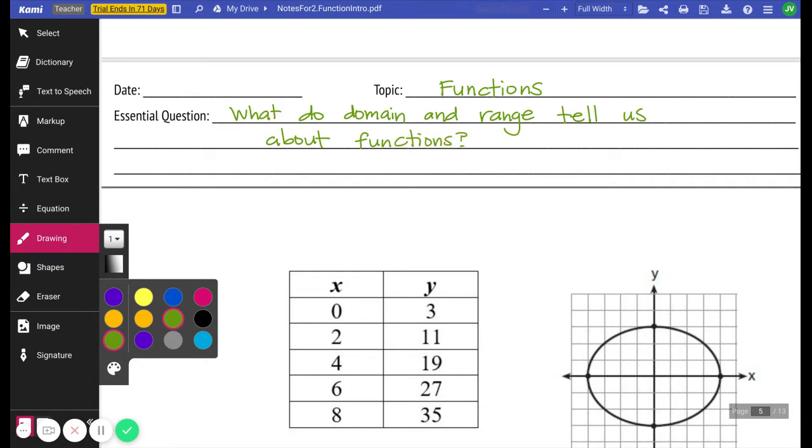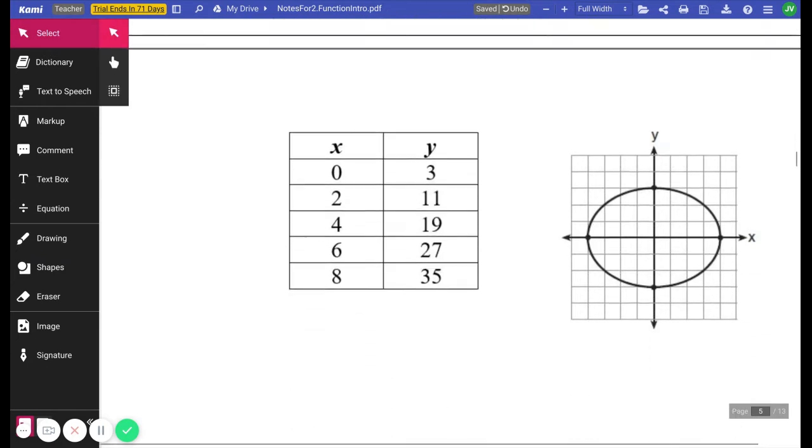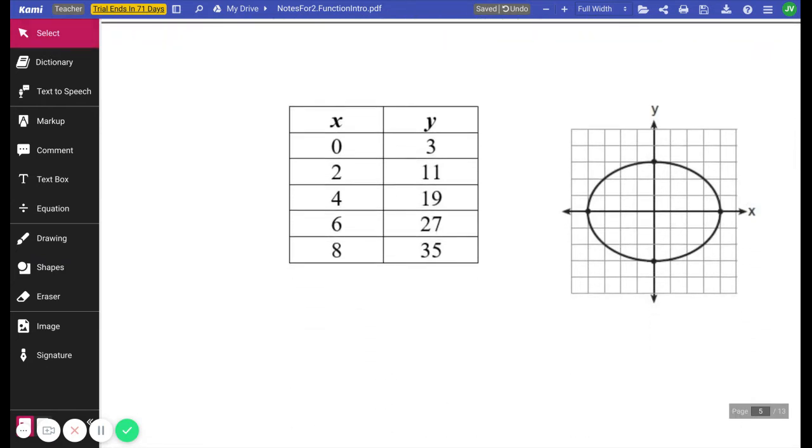So holy vocab, we're diving in, lots of vocab just to kick things off and start us off on a great note. Domain, I'm going to use the color blue. Anytime I talk about domain, I'm going to write it in blue. Range is going to get this orangey yellow color. Okay? So that being said, let's take some time and talk about these first two functions.